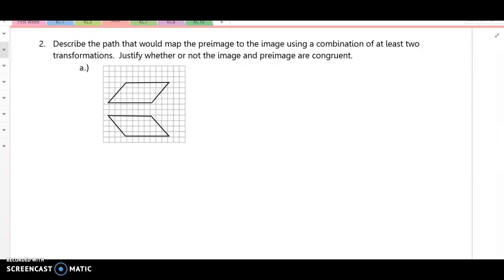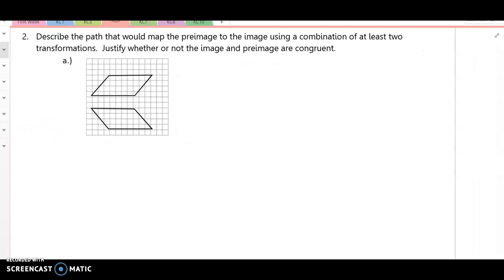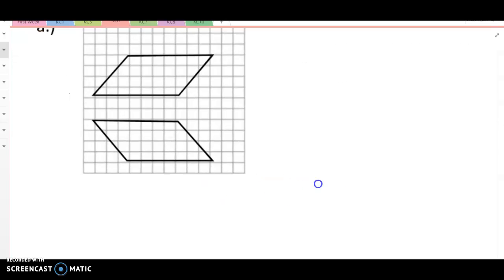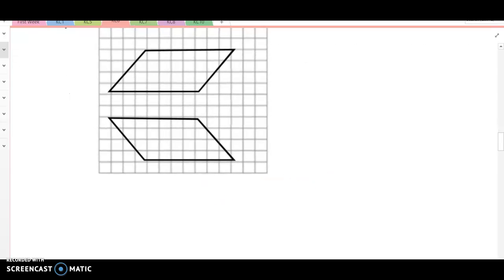Okay, so it says describe the path that would map the pre-image to the image using a combination of at least 2 transformations. Justify whether or not the image and pre-image are congruent. So we need to say how we got, it doesn't really give us which one is the before and after, so we'll say this one is the pre-image and this one is the image. So we want to see how do we get from the shape looking like this to looking like this, right?